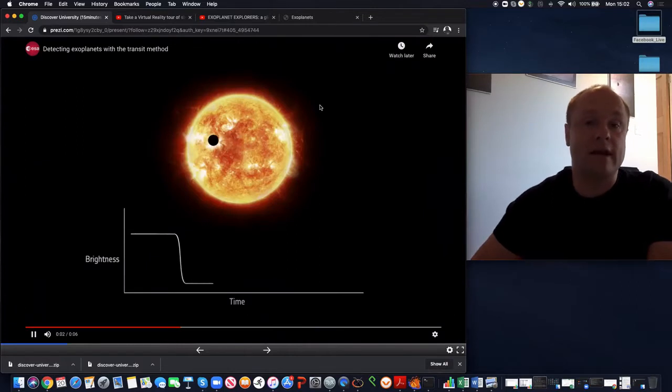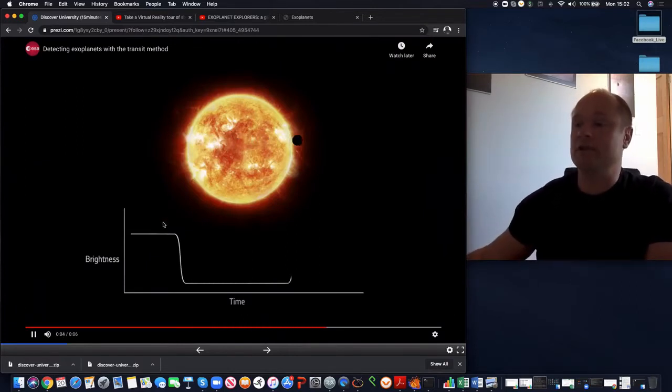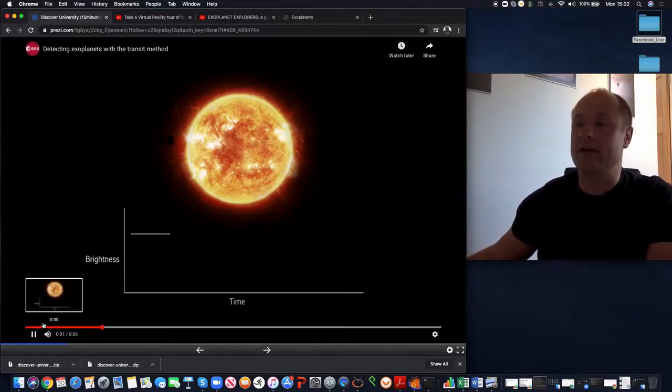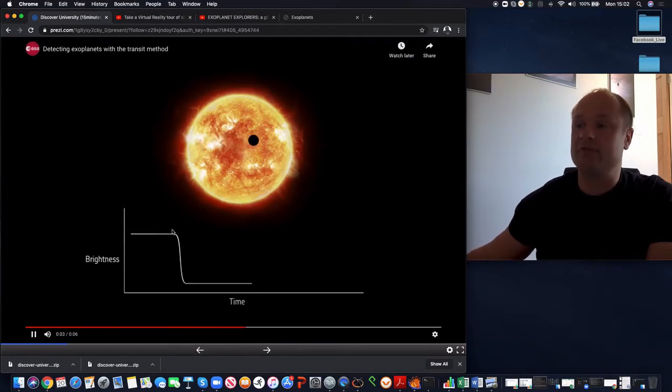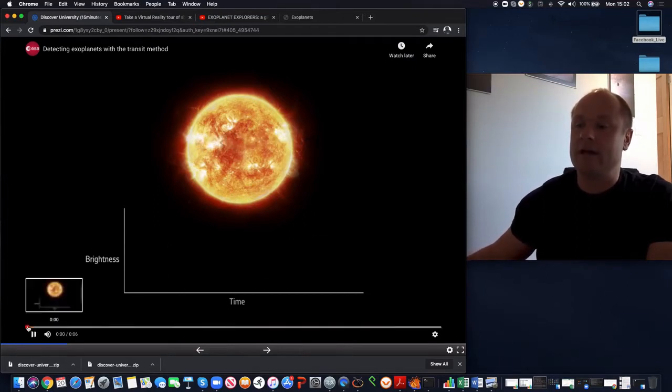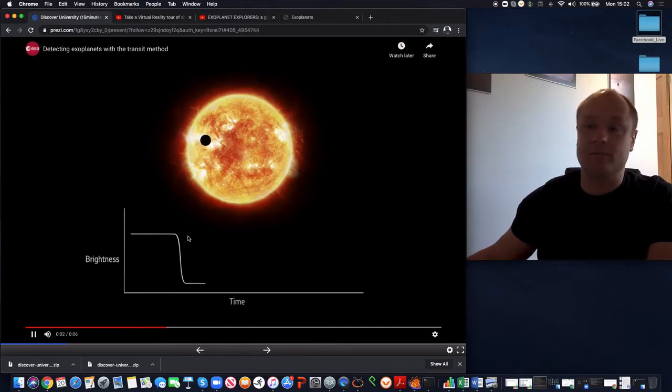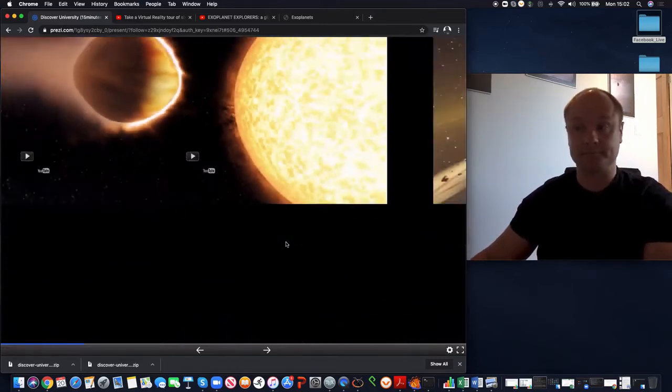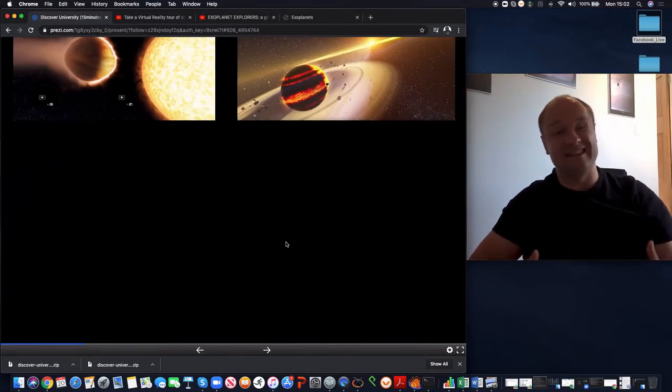The second video I've got here is the other method. It's really simple. It's called the transit method. We'll start that video again. Simply you have a star, a planet moves in front, and the light gets blocked out. And you can imagine quite easily that the bigger this planet gets, the more light will be blocked out by this method. So quite a simple process to detect planets.